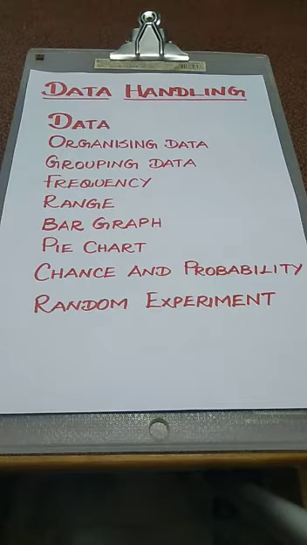And the other one is random experiment. A random experiment is one whose outcome cannot be predicted exactly in advance. So that is actually a random experiment. Now I am going to explain the concepts briefly.